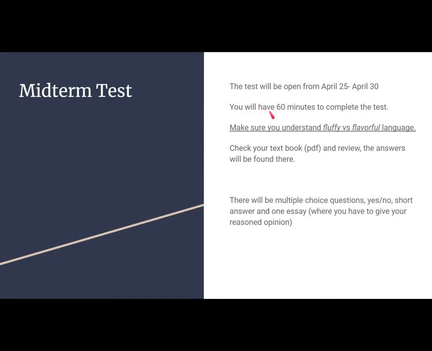Some points. Make sure you understand fluffy versus flavorful language. Make sure you don't get these two phrases backwards. That's something that students in the past have made mistakes on, and it's something to watch out for. Make sure to check out your textbook, your PDF, and review. The answers will be found there. For the kinds of questions you'll find, there'll be multiple choice questions, yes-no questions, short answer, and one essay. So the multiple choice, yes-no, and short answer all have absolute answers. As in, there's one correct answer, and that's it.